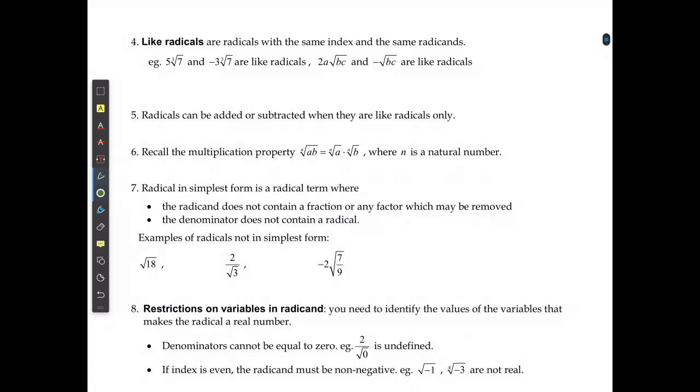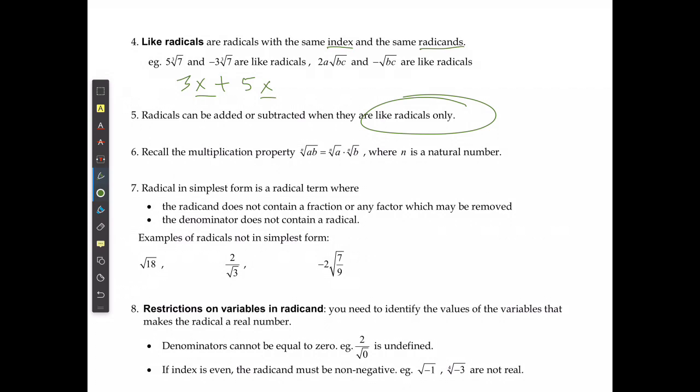Like radicals are kind of like terms. Like radicals mean that it's two radicals that have the same index and same radicands, but they could have different coefficients. Just like if I had like variables or like terms, if I had 3x and 5x, they both have the variable x, which means that I can combine them. Radicals can be added or subtracted only when they are like radicals.